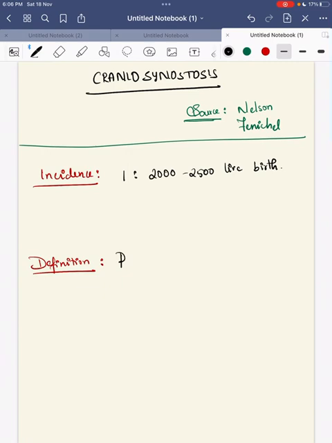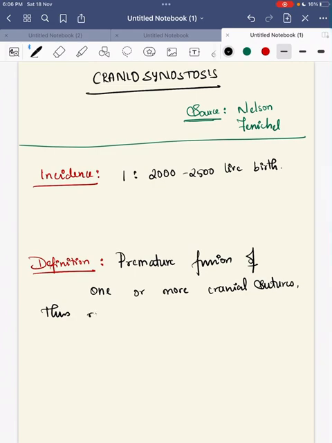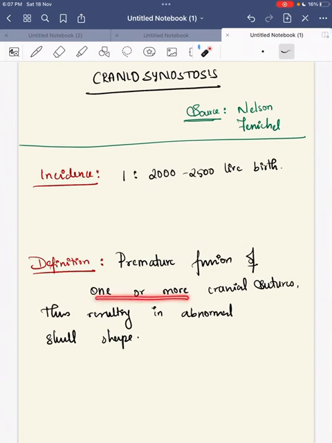Going on with its definition, craniosynostosis is nothing but premature fusion of one or more cranial sutures, thus resulting in an abnormal skull shape.